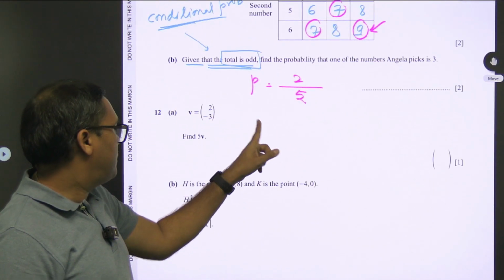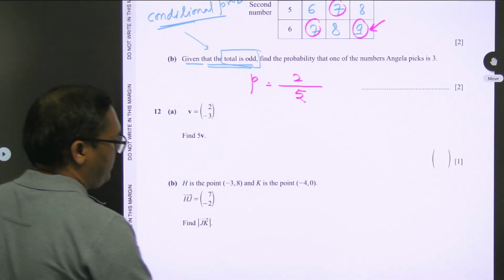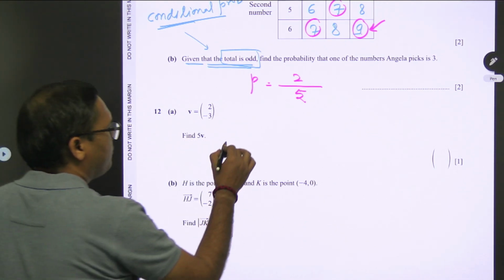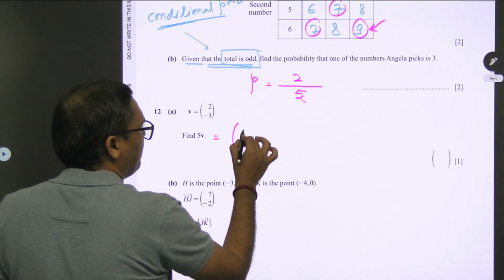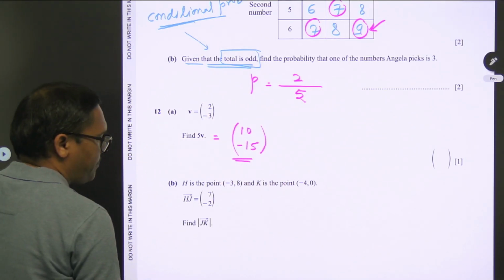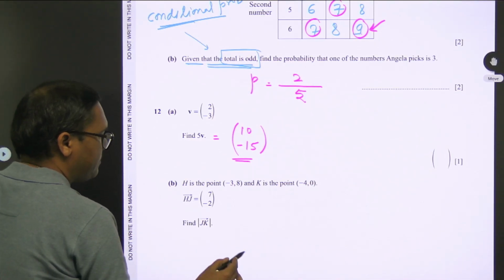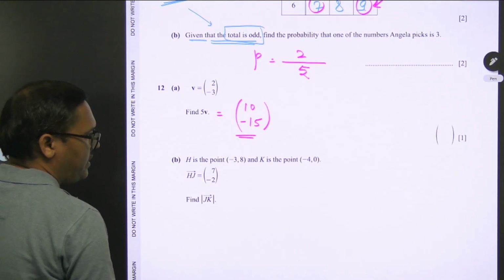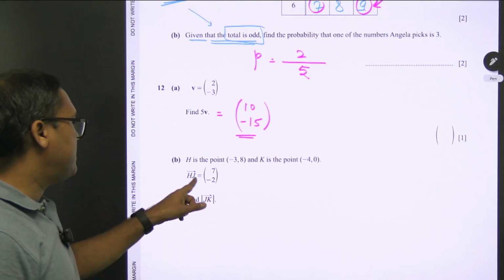Now, the next question. So here we have a vector question. Vector v is this. So what is 5b? You can write 5b is equal to just multiply 5. This is 10 and this is minus 15. That is the answer. This one is easy. Now the next question, next part: H is the point minus 3, 8. K is the point minus 4, 0. HJ is this, point JK.